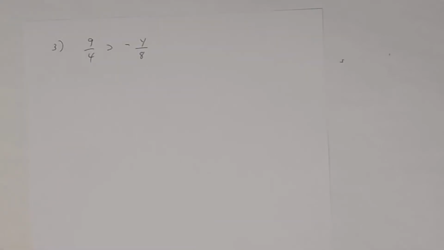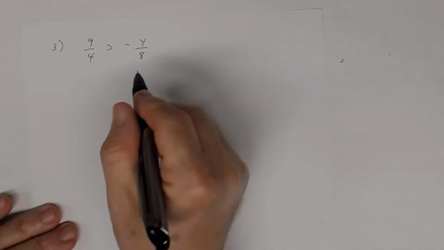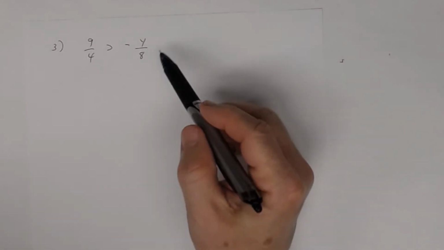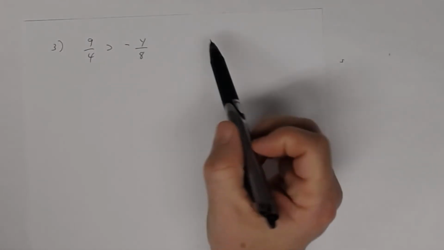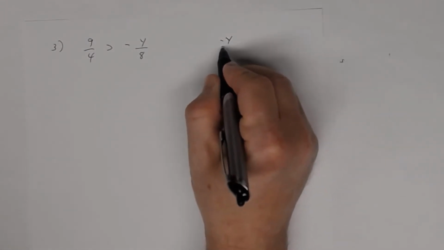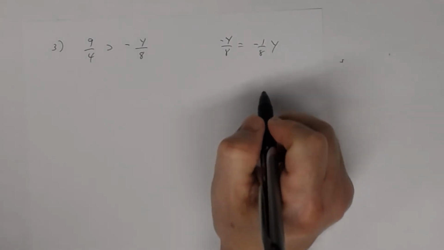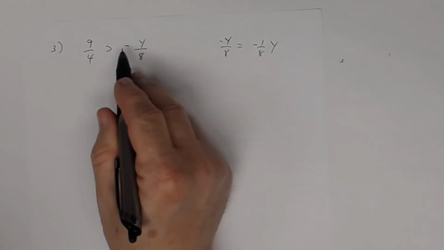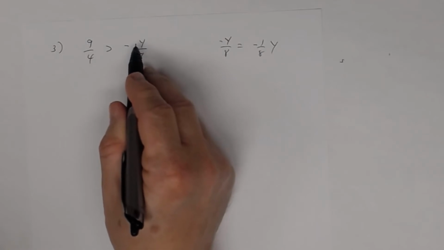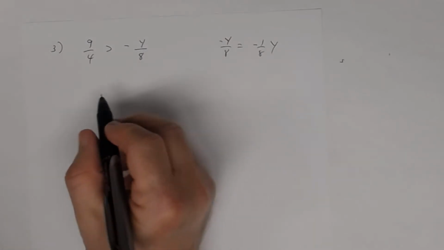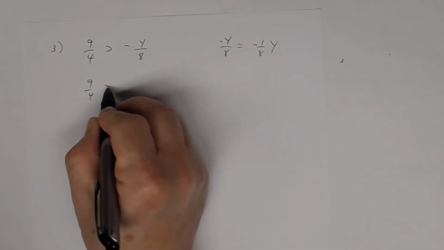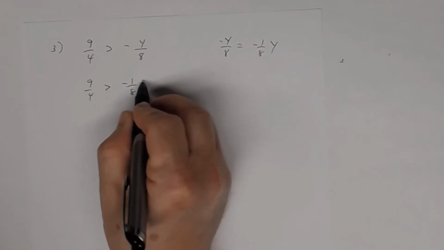Okay, so number 3, we have 9/4 is greater than negative y divided by 8. Now remember, this negative y divided by 8, you want to write this as negative 1/8 y. That's how you want to write it. So I'm going to go ahead and rewrite this as negative 1, see, this is going to be 1 right here, so negative 1/8. So 9/4 is greater than negative 1/8 y.